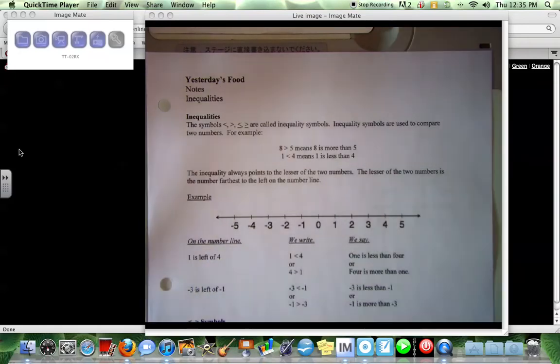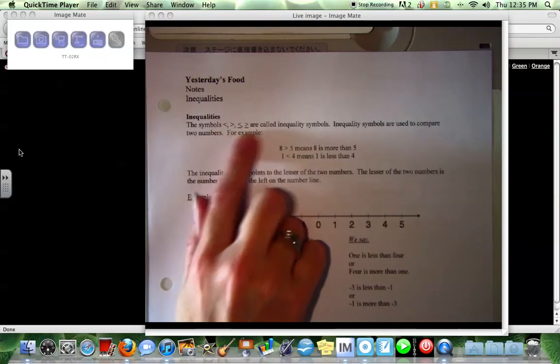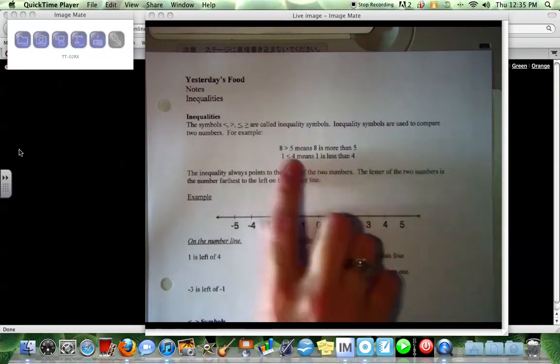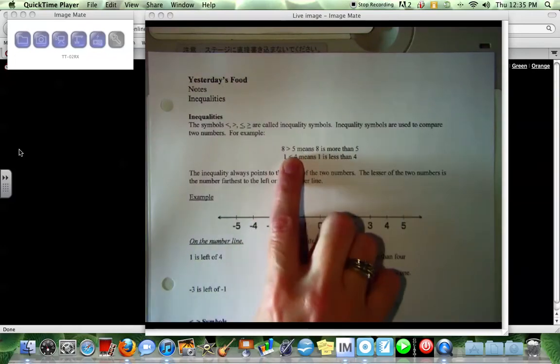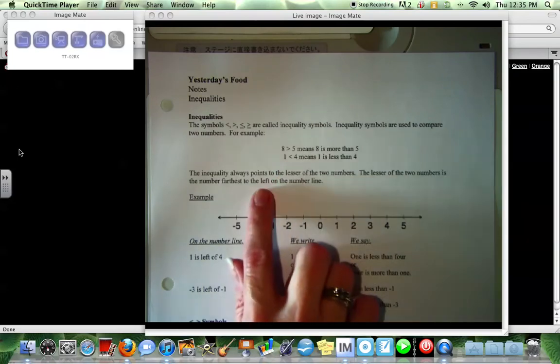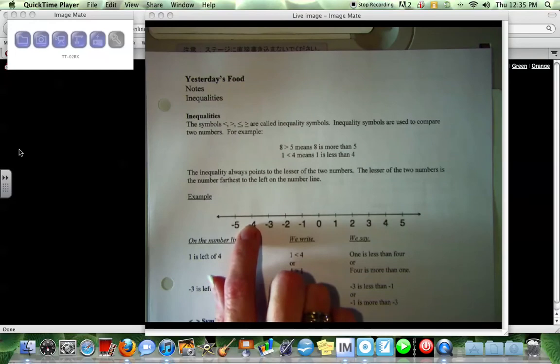So let's just review inequalities. There are 4 symbols here, and they're called inequality symbols. Inequality symbols are used to compare two numbers. For example, this means that 8 is more than 5, and this means that 1 is less than 4. The inequality always points to the lesser of the two numbers, and the lesser of the two numbers is the number farthest to the left on the number line.